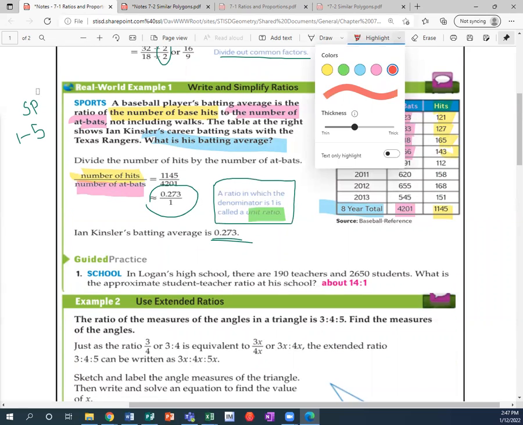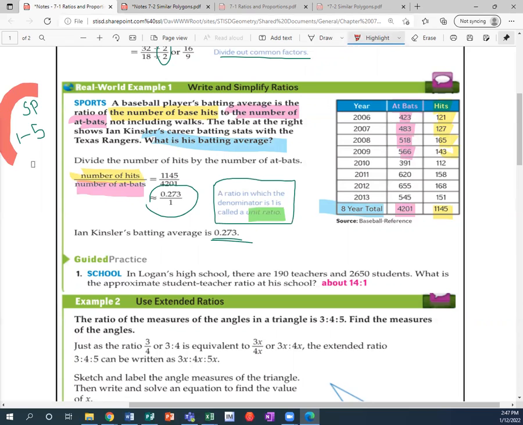Questions on how we do those? I'm going to take a look at the chat to see if there's questions, and don't forget, this will help you out with skills practice question 1 through 5 for section 7.1. Yeah, so in the chat, there was a comment there. So you just divide. Yes, that's all you need to do.